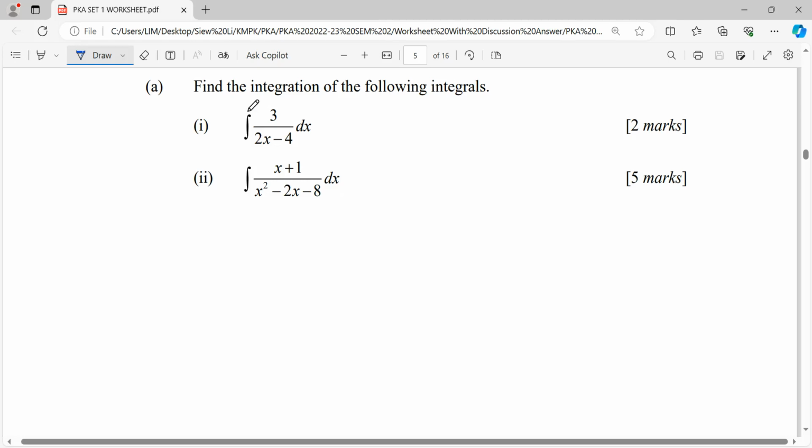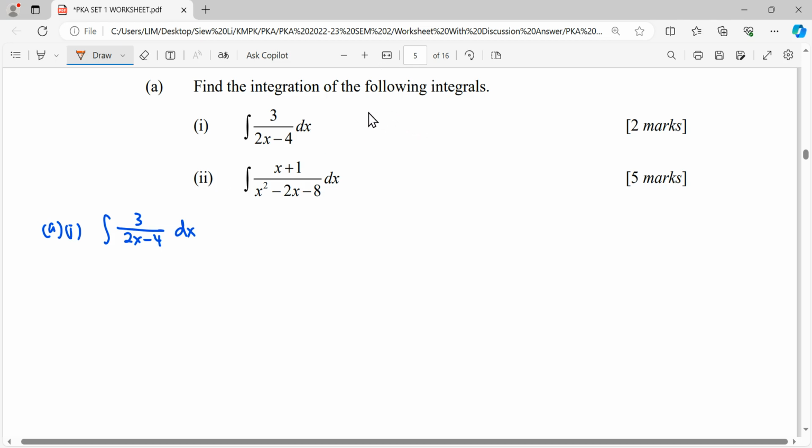Hi everyone, this question asks us to find the integration of the following integrals. For the first question, we're going to integrate 3 over 2x minus 4. First of all, you're going to check whether we leave the form of the question as a fraction. The condition is when you see the denominator has power 1, and 2x minus 4 is power 1. When the denominator is power 1, we will leave it in fraction form.